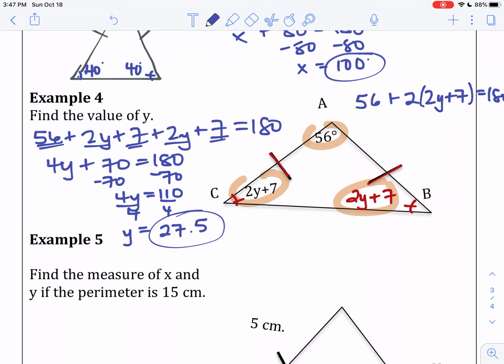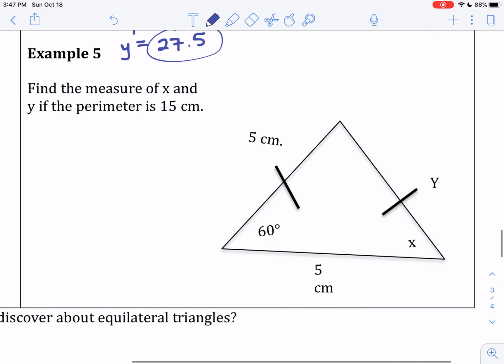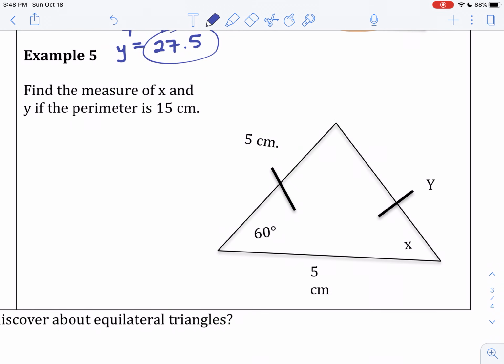All right, last but not least, we have example 5. We are looking for the measures of x and y, and we're told the perimeter is 15 centimeters. So again, pause your video, and let's go ahead and we'll compare. All right, so what I see here is that I have an isosceles triangle. Two congruent sides indicate that I have two congruent angles. All right. So I know that x is 60 degrees.